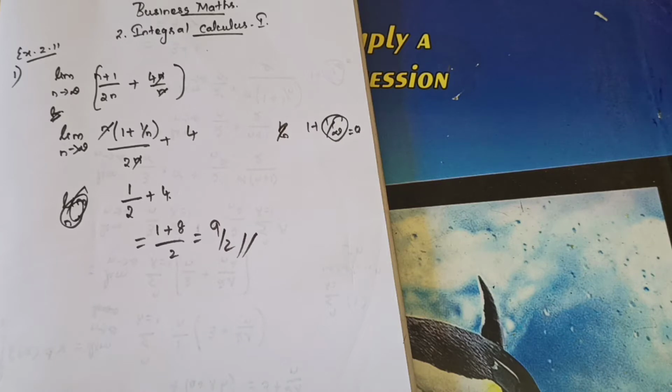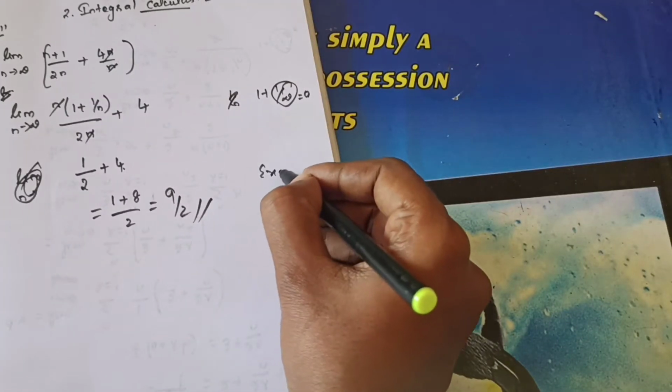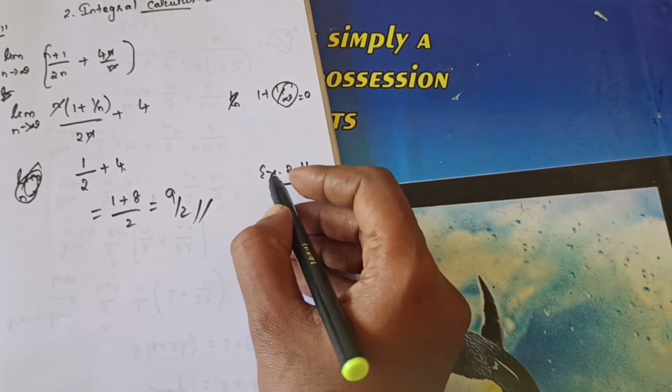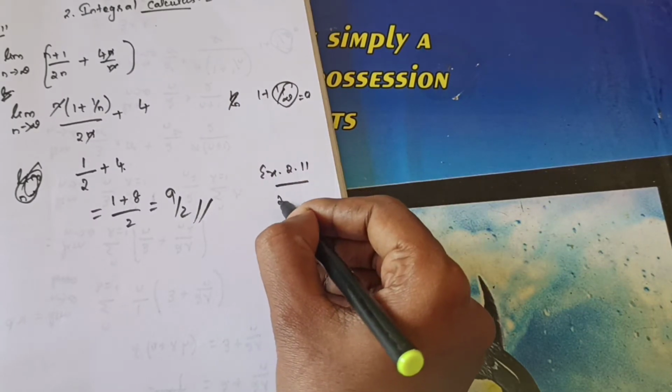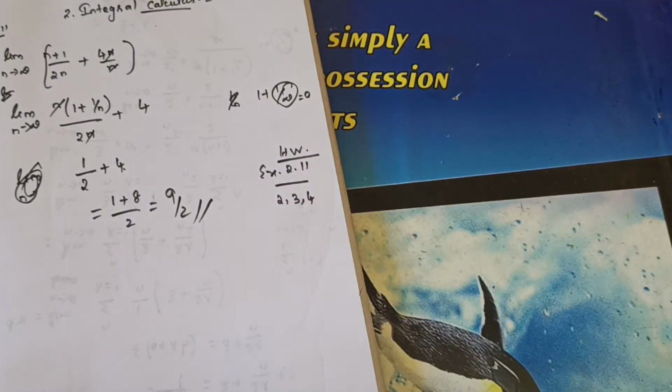First you take down today's homework. Exercise 2.11: the first problem we have completed, so problems 2, 3, 4 are your homework. Understand, students? Today's homework is exercise 2.11, problems 2, 3, 4.